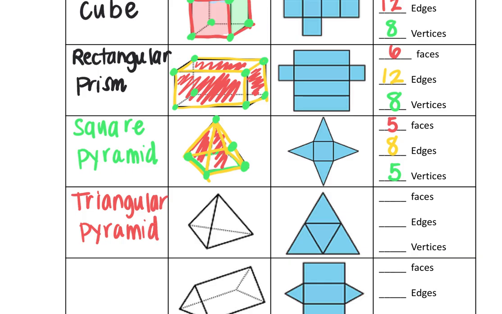Okay, so this one, again, I'm going to look for faces, edges, and vertices. The faces, if you count them, you should have four faces, right? This is 1, this is 2, the back one is 3, and then the base, this one is 4.